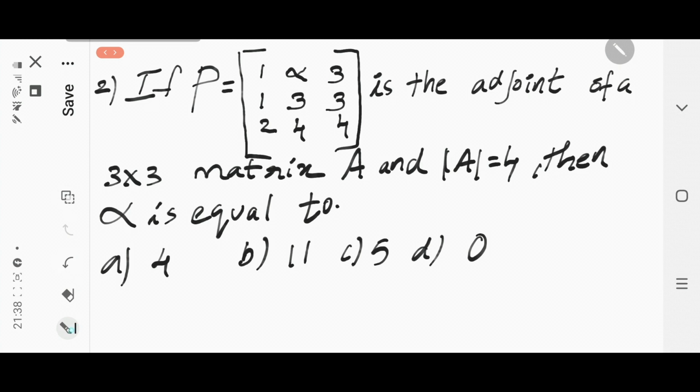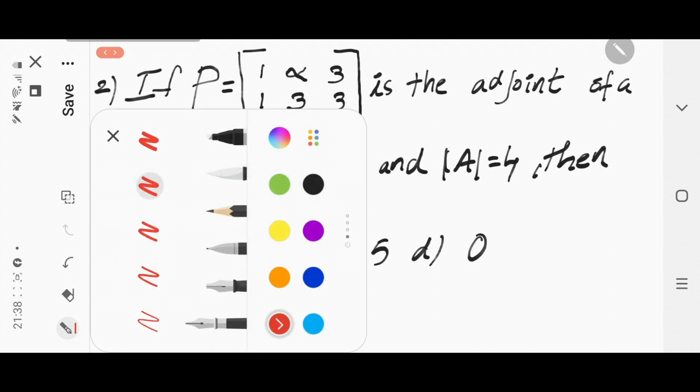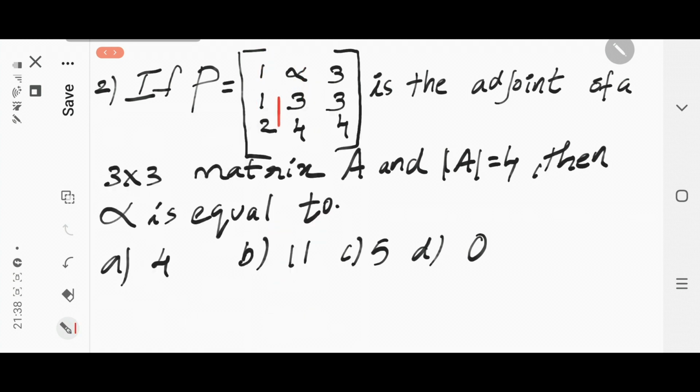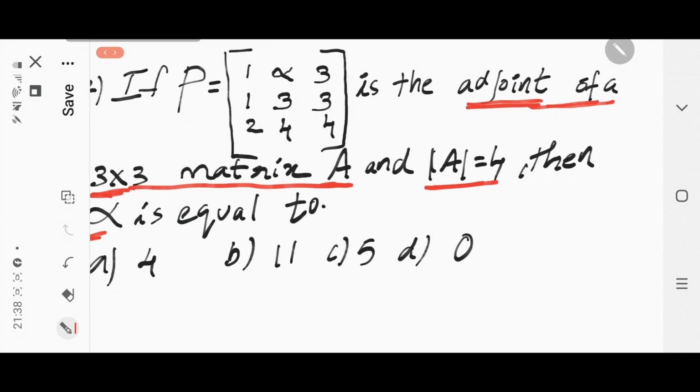If P is equal to the 3 by 3 matrix [1 alpha 3; 1 3 3; 2 4 4], it is said that it is the adjoint of a 3 by 3 matrix A. And you are given the determinant value of A: determinant A is equal to 4. Then what is alpha? I think you have studied this result in matrices.